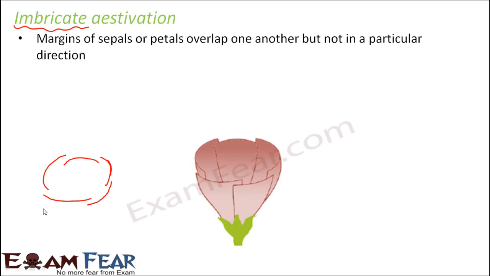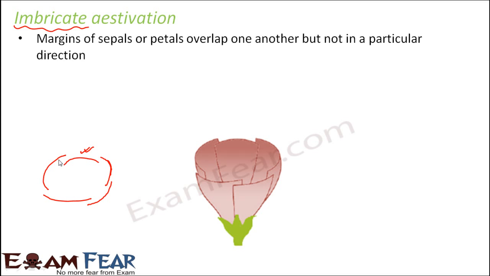But in imbricate aestivation, it is like twisted aestivation, but there is no specific pattern of twisting. Sometimes it is above, sometimes it is below, so that the overlap doesn't follow a specific pattern. So that is known as imbricate aestivation. So in this, two types of overlapping is possible. One possibility is that the one petal is overlapped on both the margins. For example, this petal. So it is overlapped on both the margins. So this petal becomes internal.